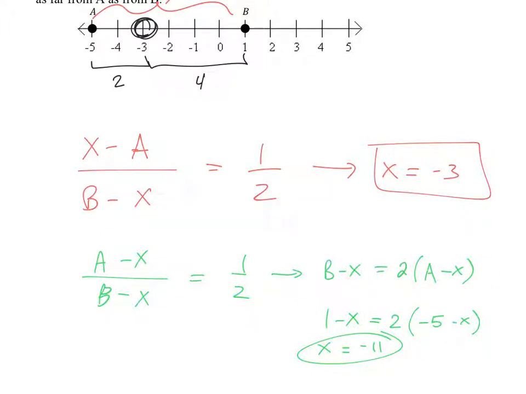You can just plot the point -11. -11 to -5, that's 6 units apart. So from -11 to 1, that'll be 12 units. So it's 6 units from A, and then it's 12 units from B. 6 units away from A, 12 units away from B. The question said it's half as far from A as it is from B. So as a result, we can see that this answer is correct, even though it's not obvious. It's not the one that shows up right away.